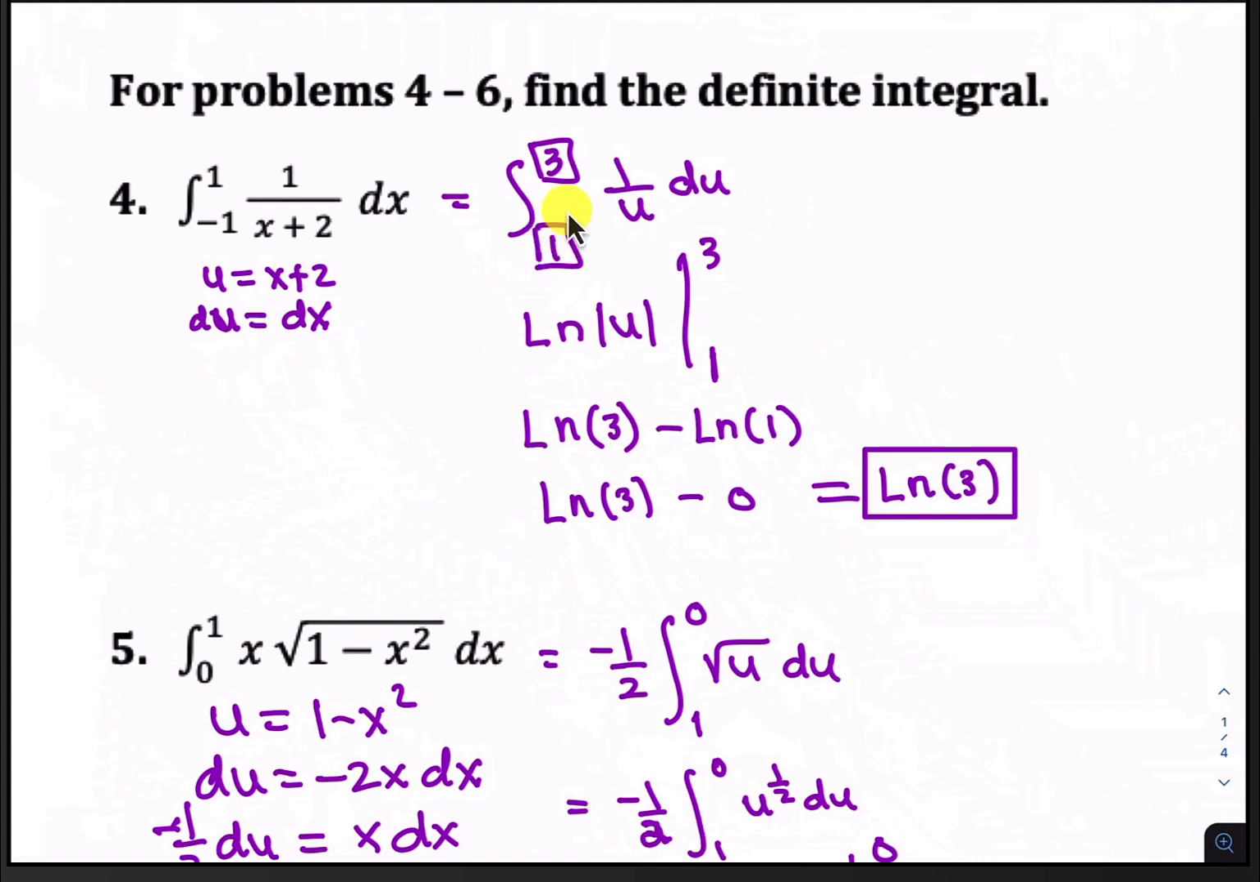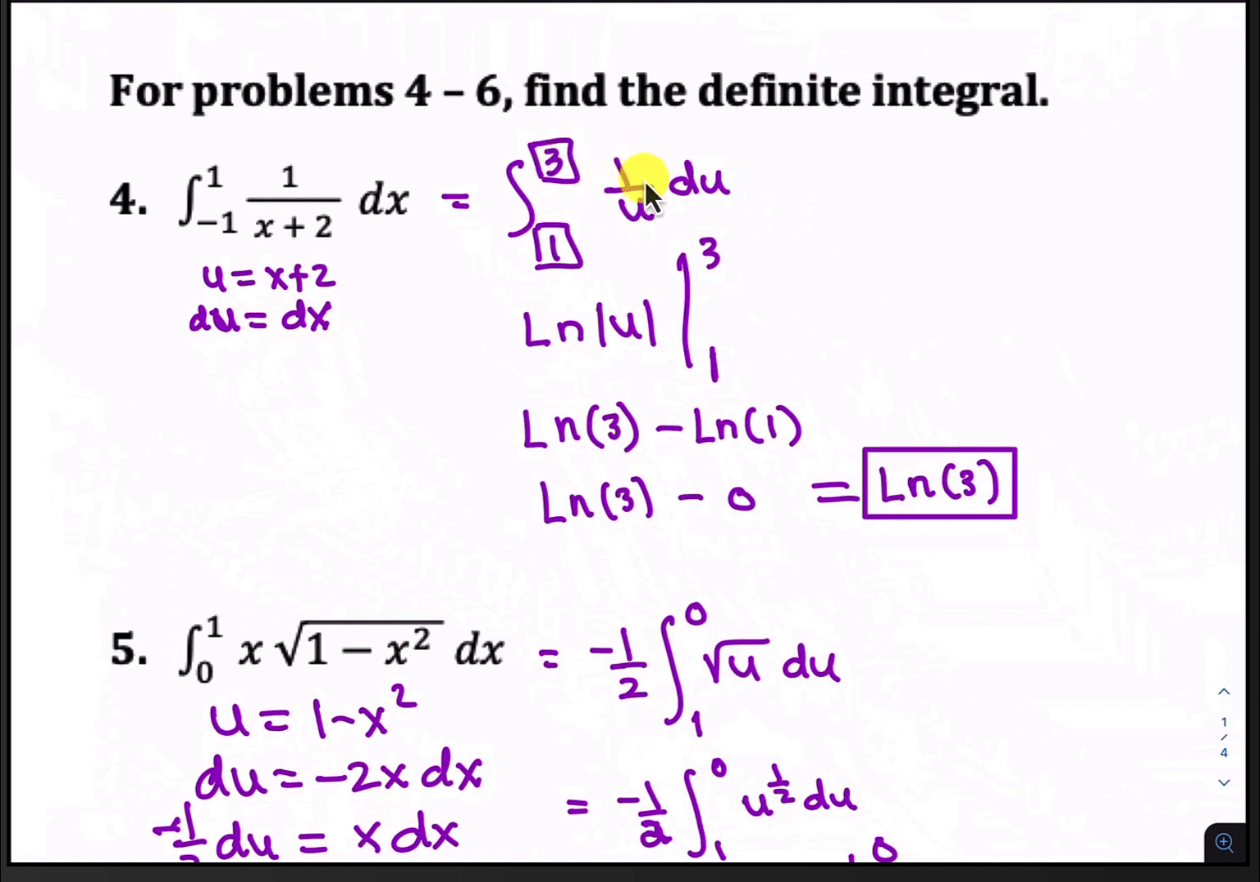Now, you'll notice that I changed the limits of integration. That's because if negative 1, which is the lower limit, is equal to x, I can plug negative 1 into this expression and add 2. So u would be negative 1 plus 2, which is positive 1. So my new lower limit is 1. Now plug in positive 1, which is the upper limit, for x here, so u would be positive 1 plus 2, which is 3. So 3 is my upper limit.